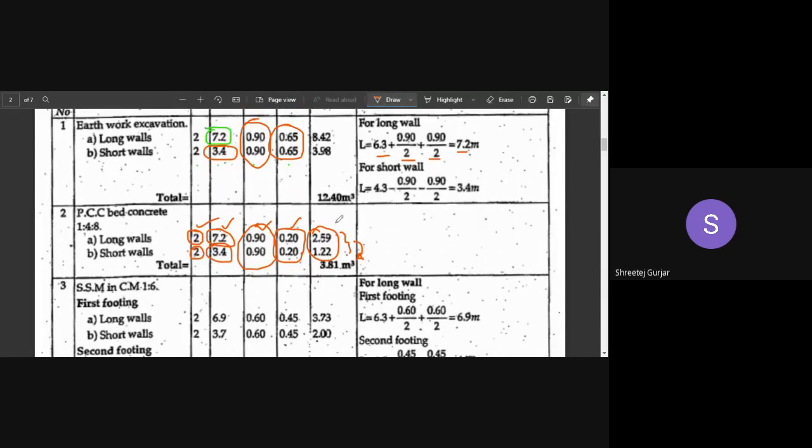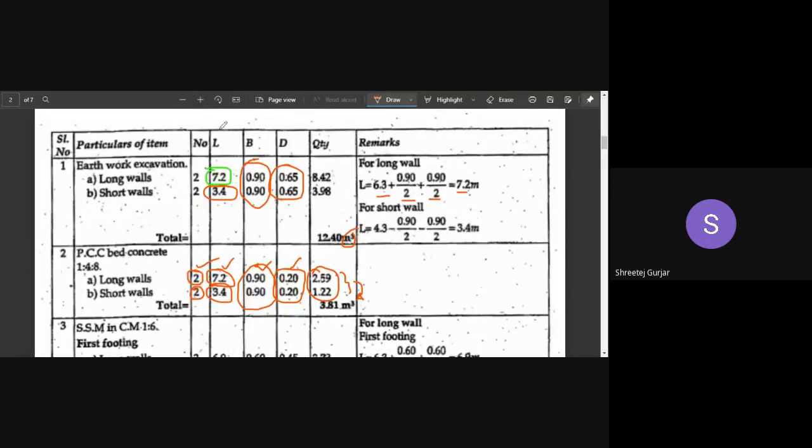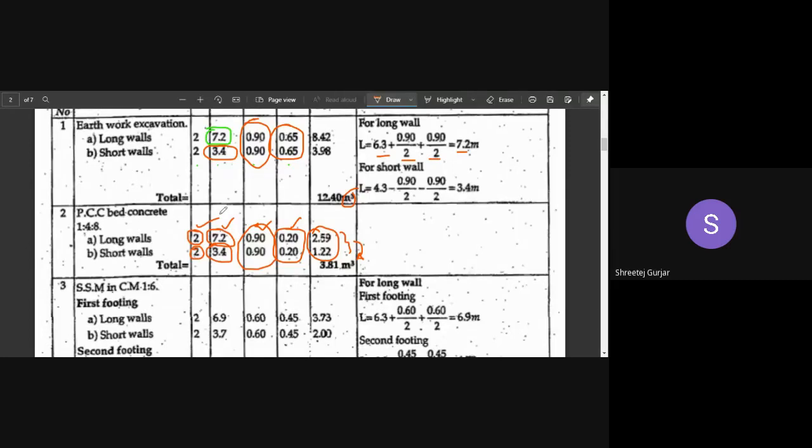Why is this in meter cube? Because we are multiplying three quantities. This is meter, this is also meter, and this is also meter, so meter into meter into meter gives us meter cube. If we had only two values, it would have been meter squared. Here it is also three values, 1, 2, 3, so we get the quantity in meter cube. So calculating the quantity of your PCC bed is very easy.